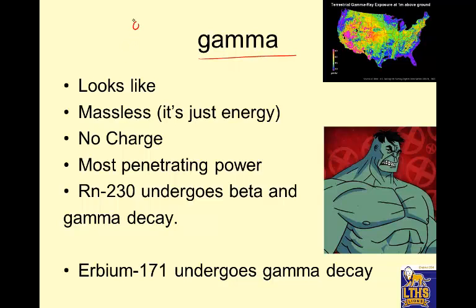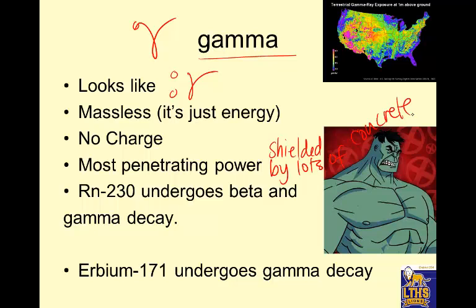It is like a Greek letter gamma. It's a 0, 0, looks like a check mark kind of. It's a gamma ray. It has no mass and no charge. It's just high-speed energy. No mass, no charge. But because it's high-speed energy, it has the most penetrating power. It's shielded by lots of concrete. I know you can't see that very well, but you heard me say it. Shielded by lots of concrete, and even then, not so good.